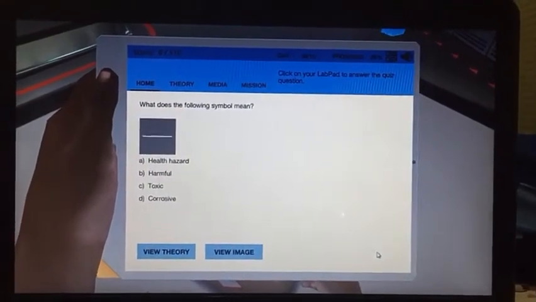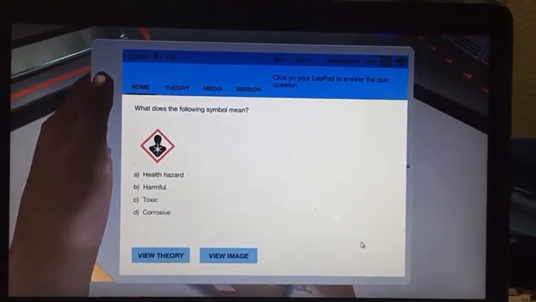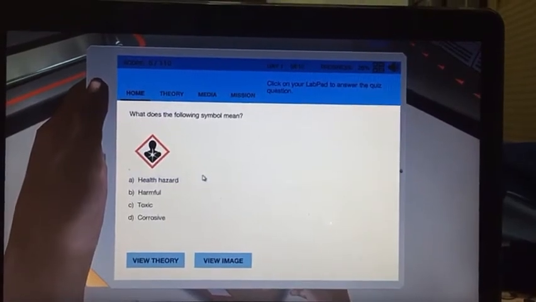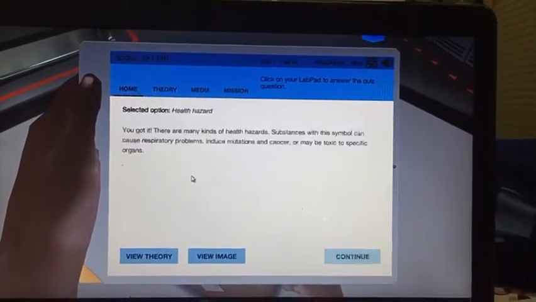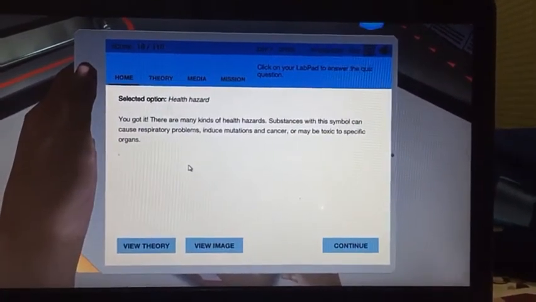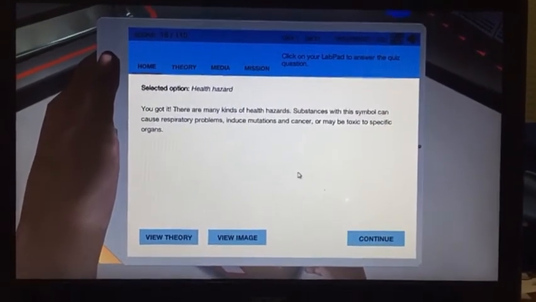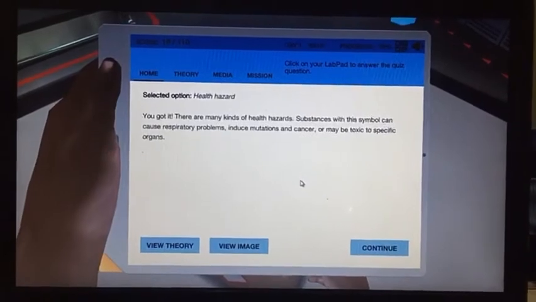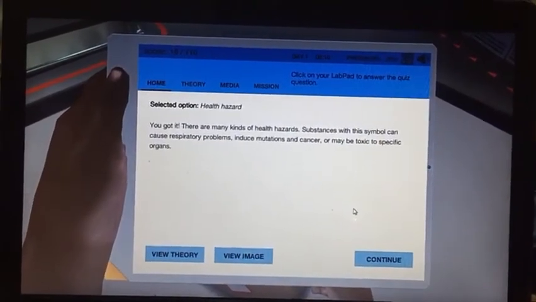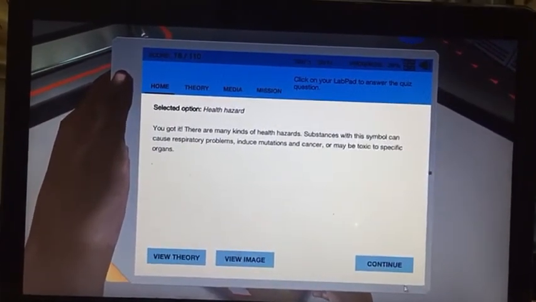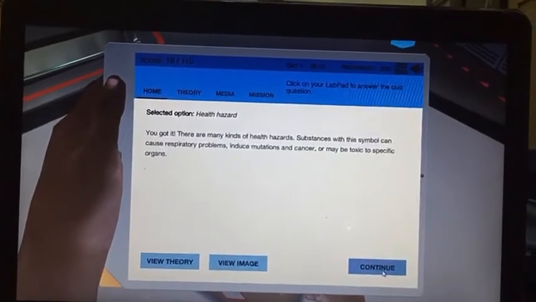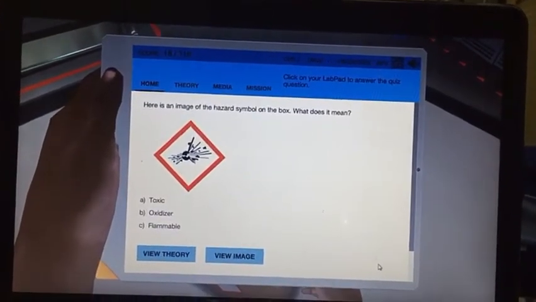What does the following symbol mean? You got it. There are many kinds of health hazards. Substances with this symbol can cause respiratory problems, induce mutations and cancer, or may be toxic to specific organs. Here is an image of the hazard symbol on the box.